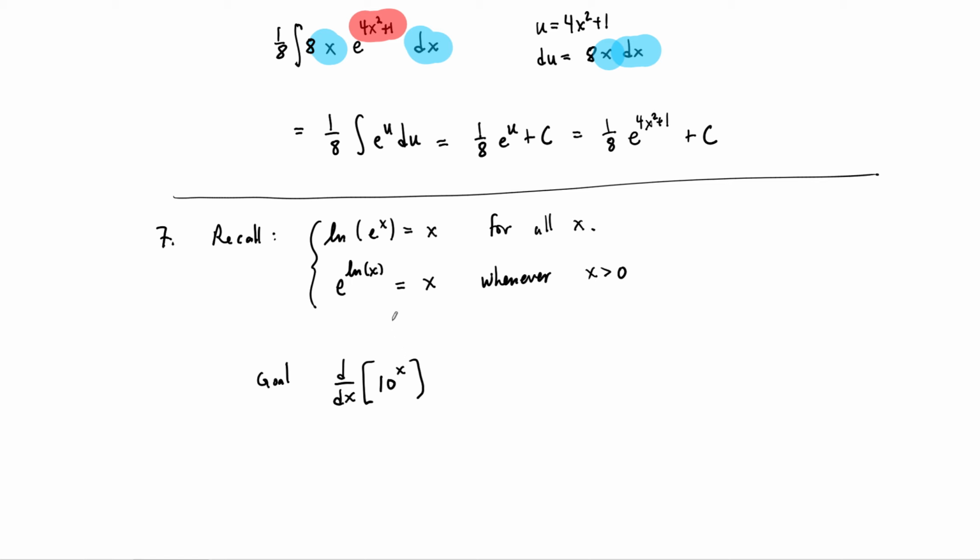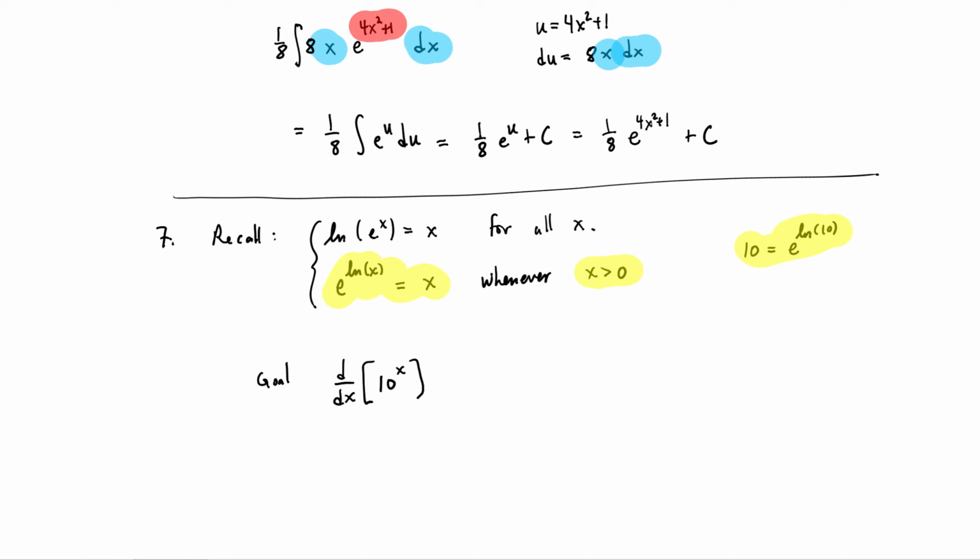So here's what we can do. Let's recall, based on this one, right? So 10 is equal to e to the ln of 10. Do you believe this? Do you believe it? This formula is true for all x that are positive. 10 is positive, so that's got to be true, right?